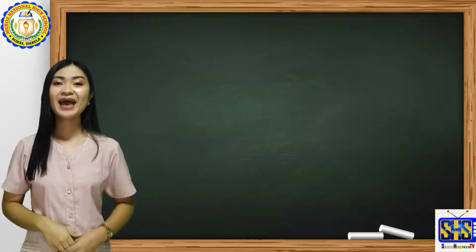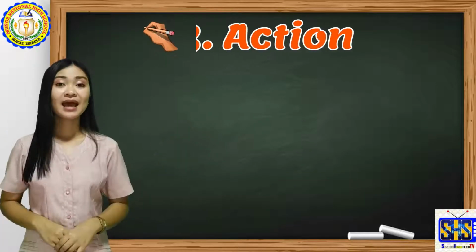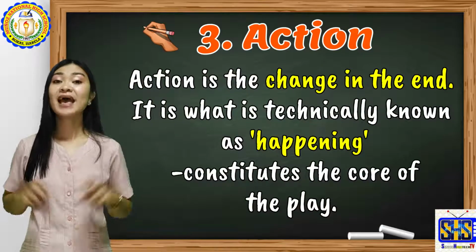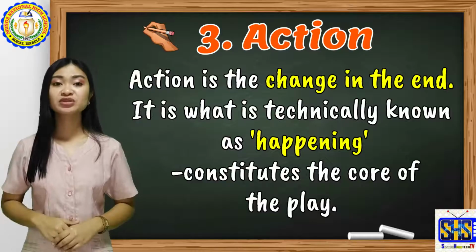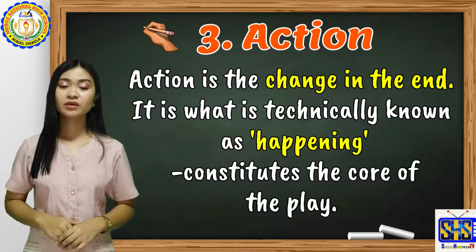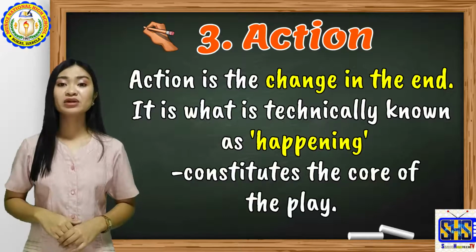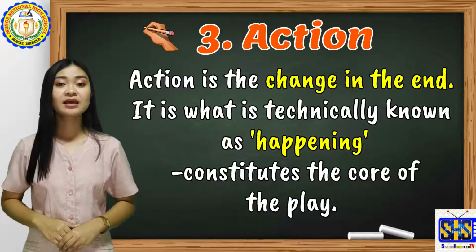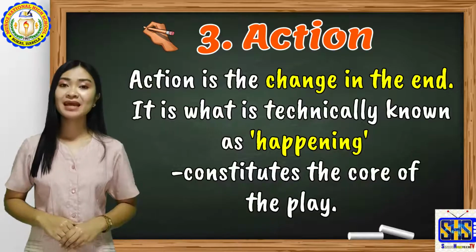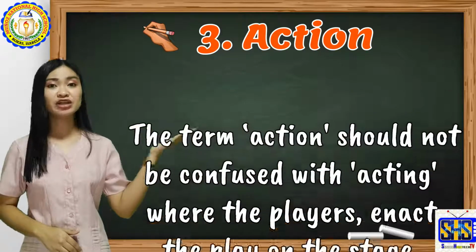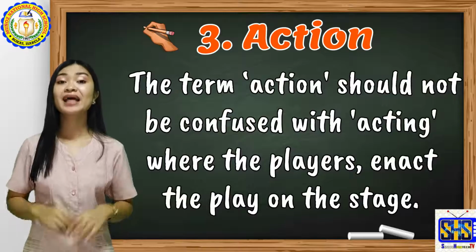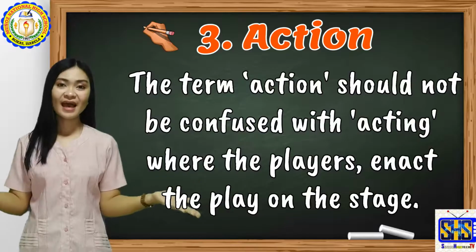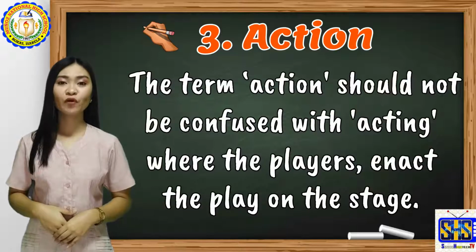Next, we have the action. Action is the change in the end, what is technically known as happening. It constitutes the core of the play. Something is happening in the play continuously to effect this change. In other words, the play is seen to move from the beginning to the end. The term action should not be confused with acting, where the players enact the play on the stage. Action helps the plot to move forward.